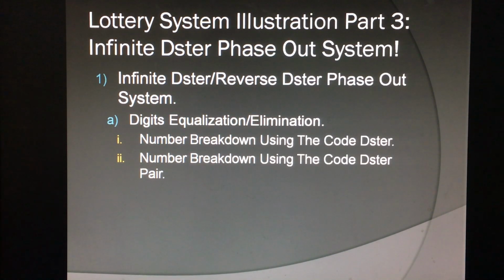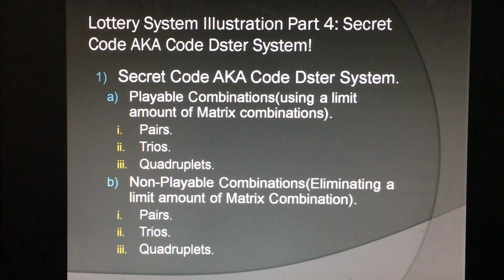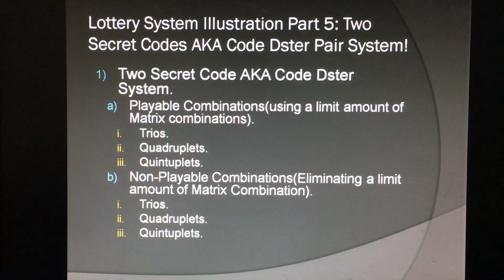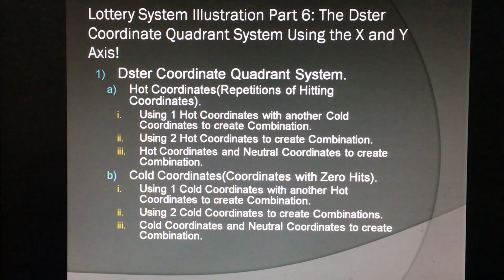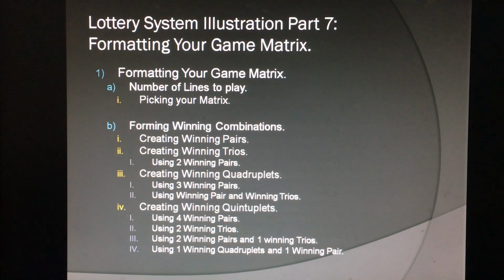Illustration part 3, infinite Dster phase out system. The fewer digits there are, the less headache there is, and the more chances you have of picking the right numbers. And secret code system, illustration part 4, illustration part 5, 2 secret code system. Using 2 secret codes is good. Using 1 secret code is good also. Part 6, Dster quadrant system using the X and Y axis. And illustration part 7 is formatting your game matrix.